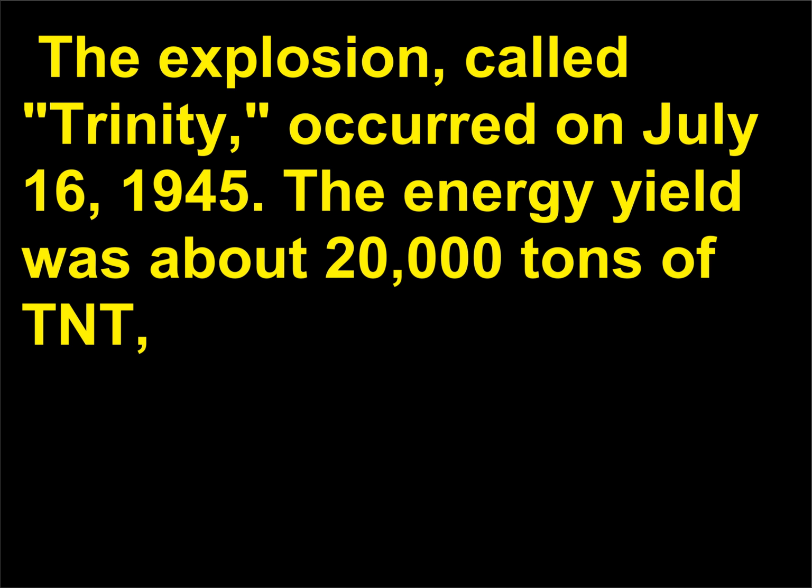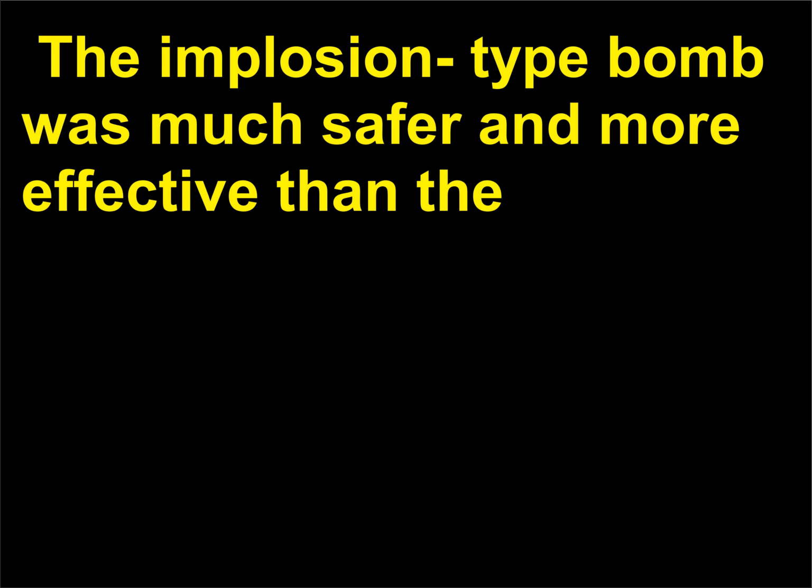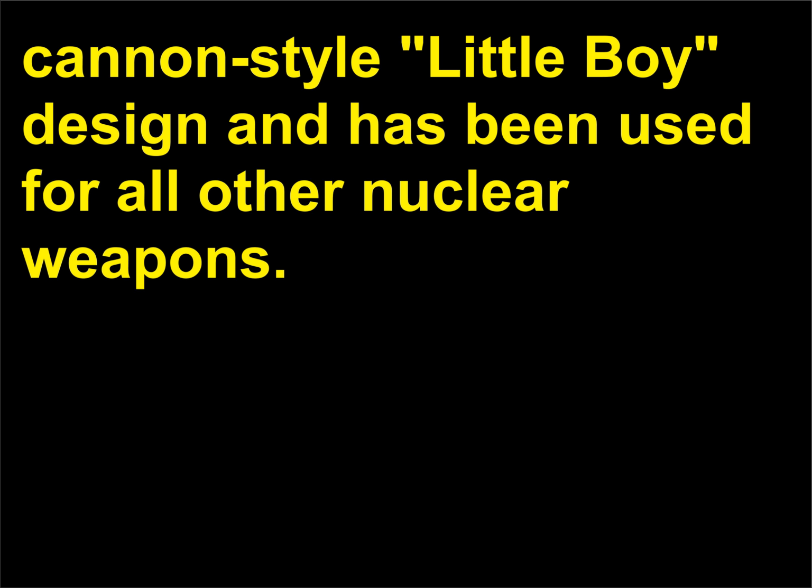The explosion, called Trinity, occurred on July 16, 1945. The energy yield was about 20,000 tons of TNT, more than twice what had been expected. The implosion-type bomb was much safer and more effective than the cannon-style Little Boy design and has been used for all other nuclear weapons.